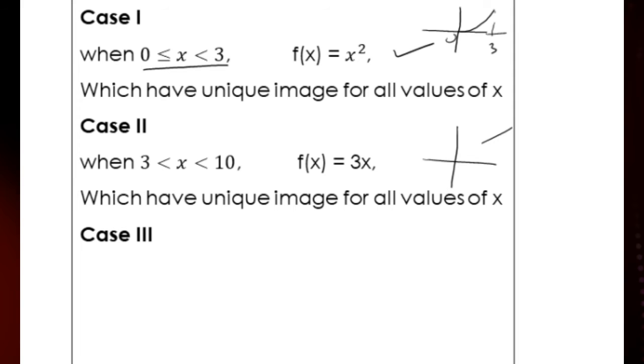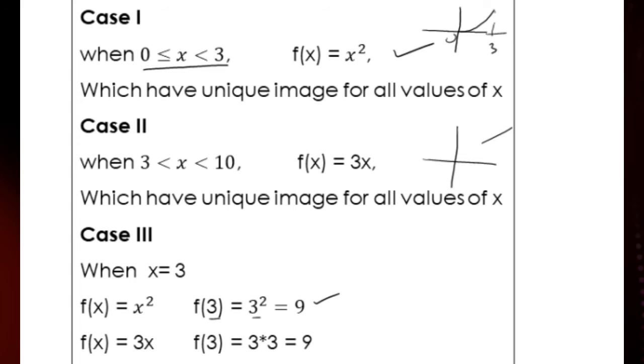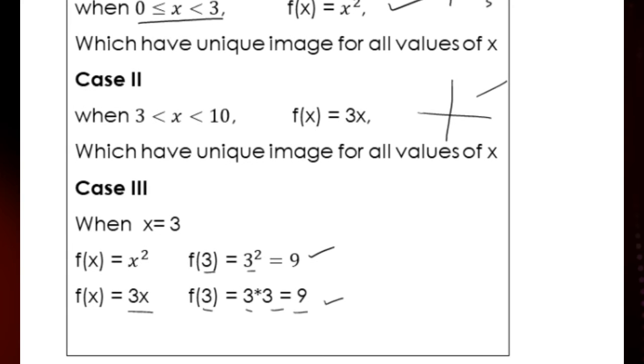Now case 3, when x is equal to 3. If I take the function x square and give the input 3, it will become 3 square, the value will be equal to 9. But if I take the function f(x) equal to 3x and give the input 3, then 3 into 3 will also be 9. So at x equal to 3 also we get a unique image, that is 9. So for all the cases it is having a unique image. Yes, this relation is a function.